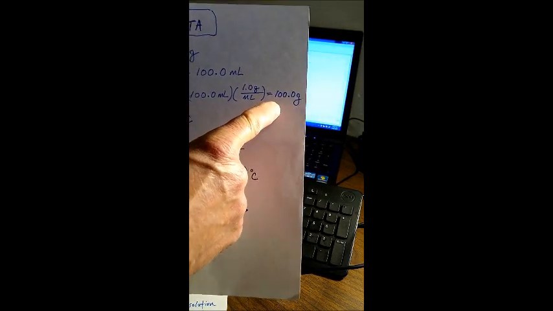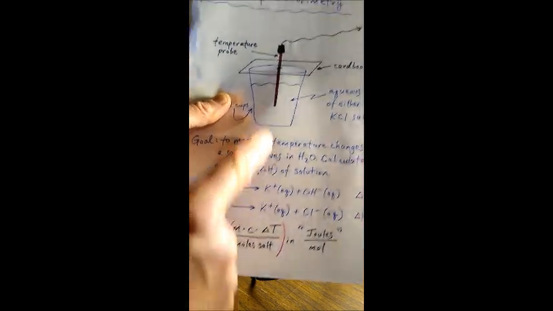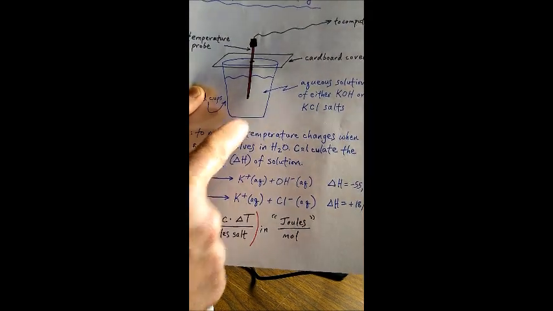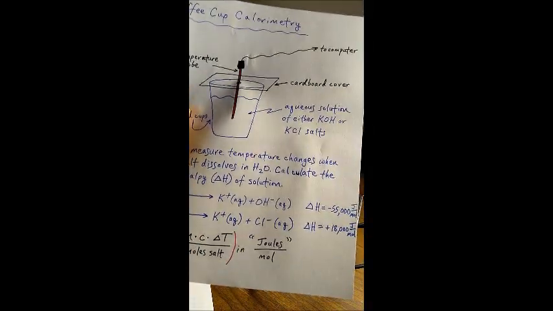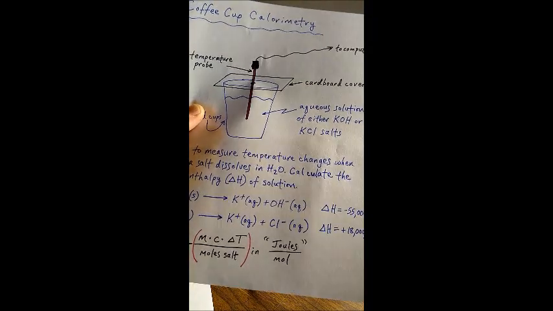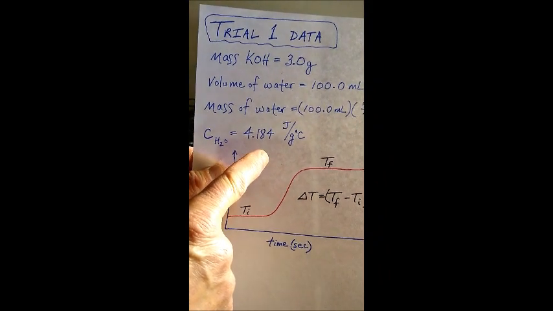So we get 100.0 grams. 100.0 milliliters is exactly equal to 100.0 grams. That's what we'll assume. This C term in this equation here is called the specific heat, and we're going to assume that even though I have salts dissolved in the water, it's mostly water, so the heat capacity of that solution is pretty much the heat capacity of water, which we've known for a long time. It's been measured. It's 4.184 joules per gram degree C.